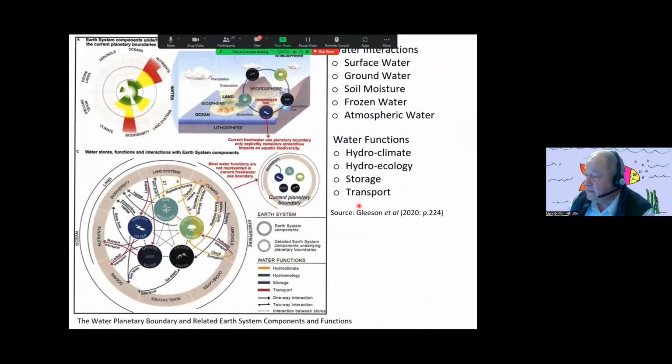Let's see, Gleason also looked at the limit for water and said, well, there's a lot more going on here. We've got surface water, groundwater, soil moisture, frozen water, atmospheric water, and we've got different functions going on. So there's a lot going on here that is not represented in this limits to growth wheel or chart. So he made all these relationships about what water is, other than functions other than what humans consume.